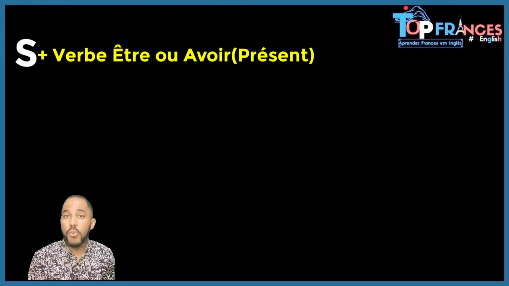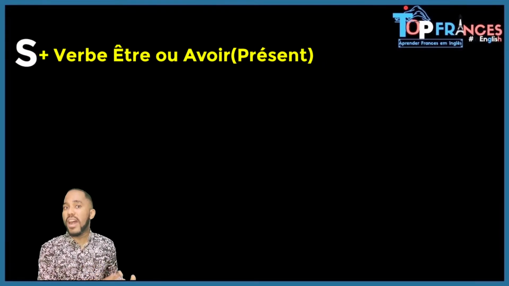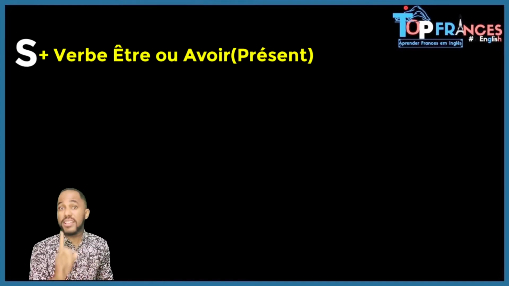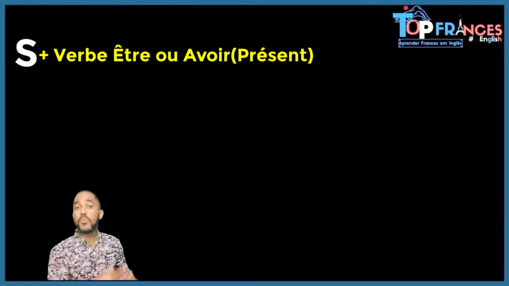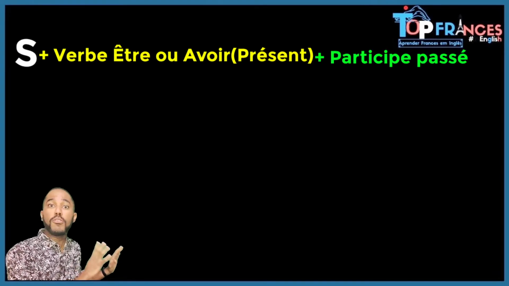So how do we make the passé composé? First thing you need to know: when you want to form the passé composé, we use the subject, and then the auxiliary verb, which can be le verbe être or le verbe avoir, in present. And then we have the past participle, and this is how it is formulated.